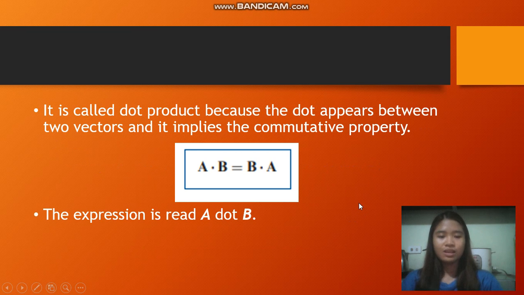Next, kaya siya tinawag na dot product kasi nakikita nyo dyan na sa gitna ng dalawang vectors may nag-a-appear na dot. So, A dot B equals sa B dot A. Yung dot product, sakop din siya ng commutative property. Pag binaliktad mo, A dot B equals pa rin siya sa B dot A. Ganun pa rin yung magiging resulta kasi sa multiplication, kapag commutative, babaliktarin mo lang tapos yun pa rin yung answer. Binabasa lang yung expression na to as A dot B.